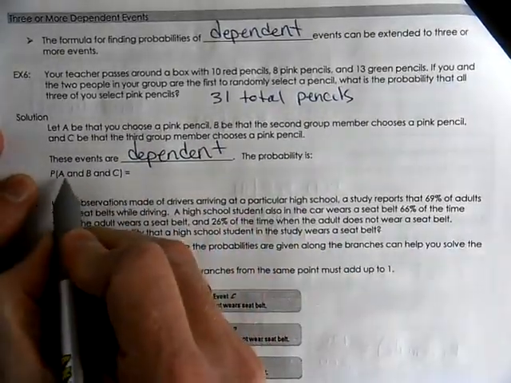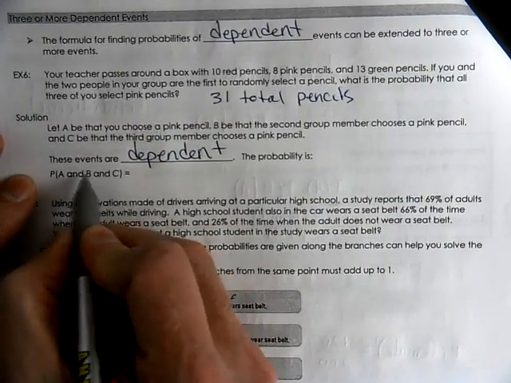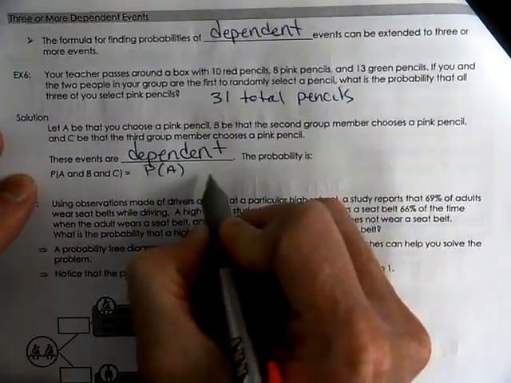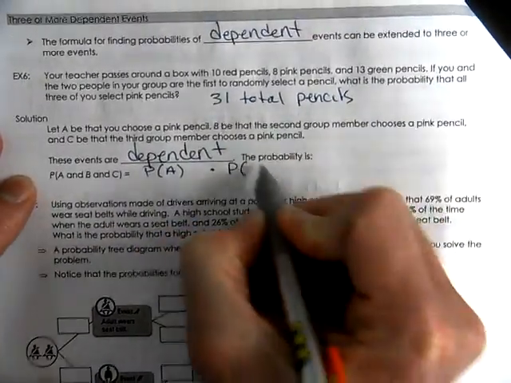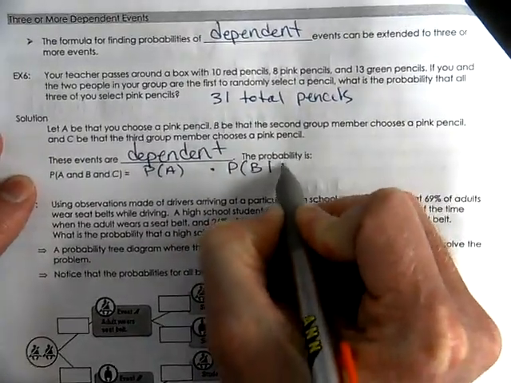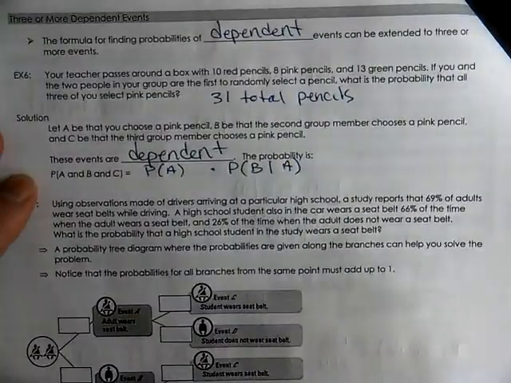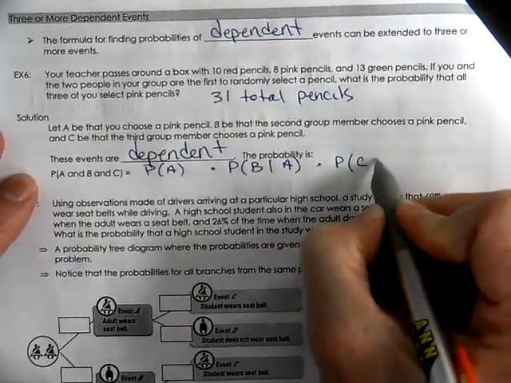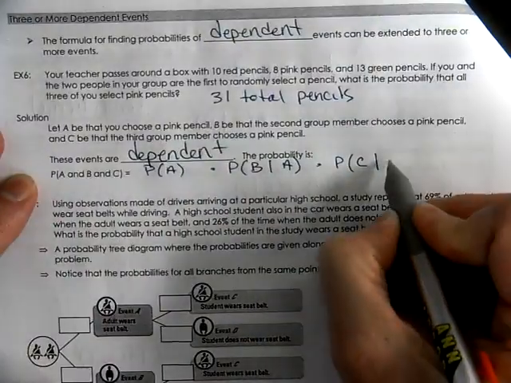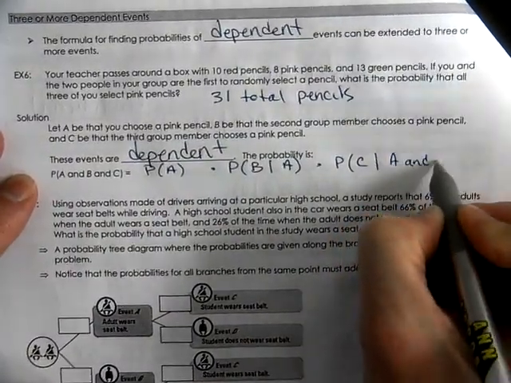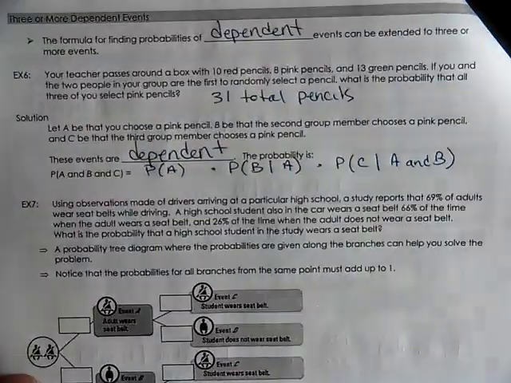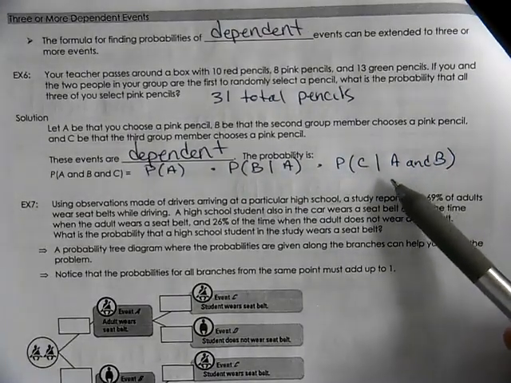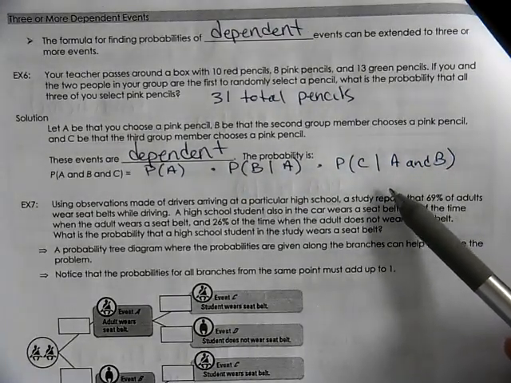So we're looking for A to happen, B to happen, and C to happen. So we're going to do the probability of A, and we're going to times that by the probability of B given A happens. And then we're going to times that by the probability of C given A happens and B happens. So the notation is a little different. Notation looks funny, but it should make sense.